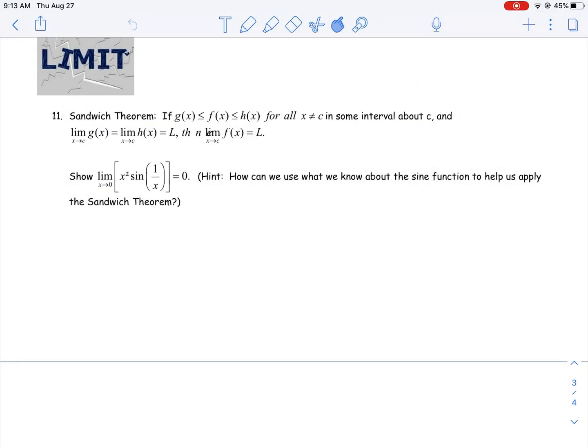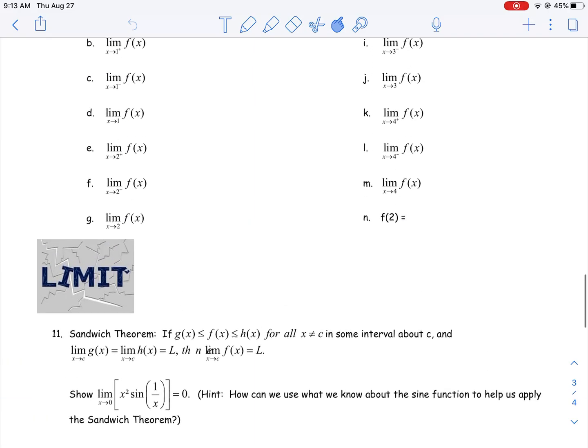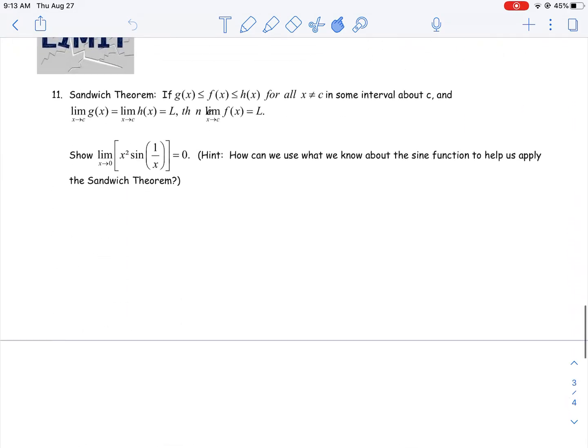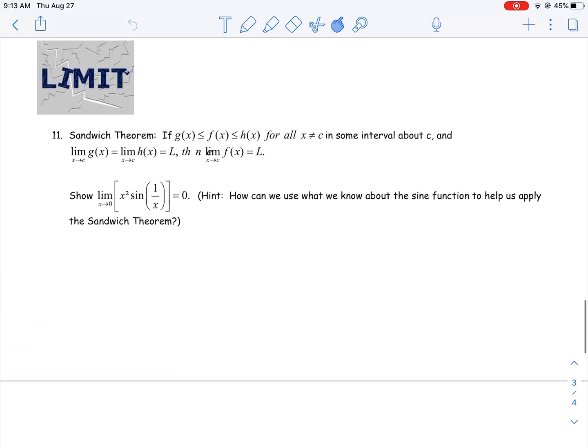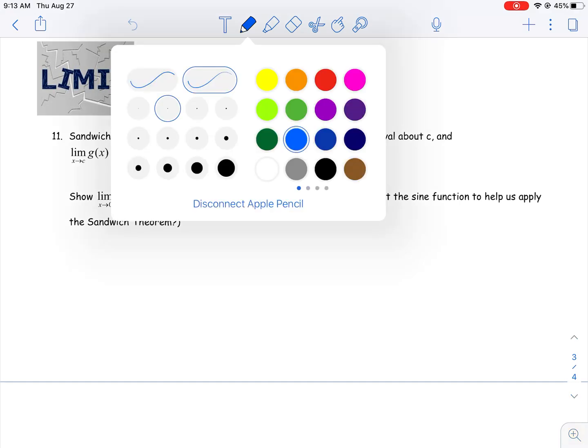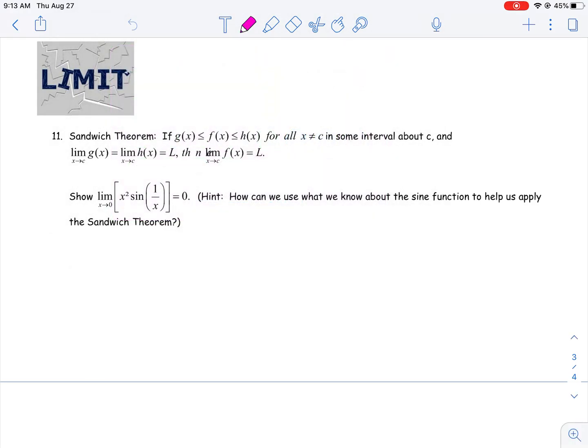All right, this is a video key just for the sandwich theorem. You should have already watched the video key for the rest of problem set 2.1, if you remember. This wasn't on the original video key because it was not on the AP exam, and I used to teach it every year. Then I stopped teaching it, and when I stopped teaching it, they put it back on the AP exam. So that's why it wasn't on the video originally. So let's put it back on there.